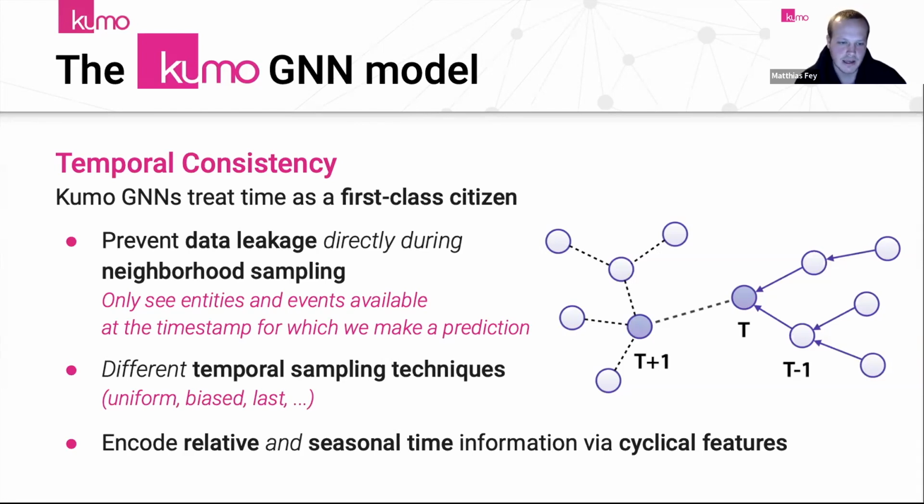table. And lastly, as I said earlier, it's really important to encode this relative and seasonal time information, and we do that as some form of positional encoding, some form of cyclical features, to let the GNN reason about that on its own.